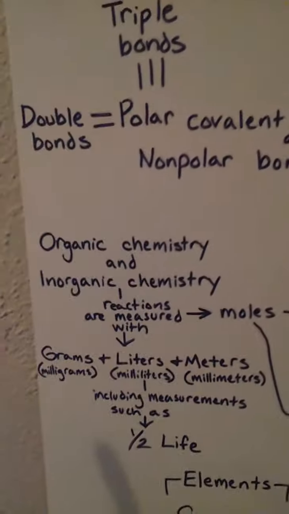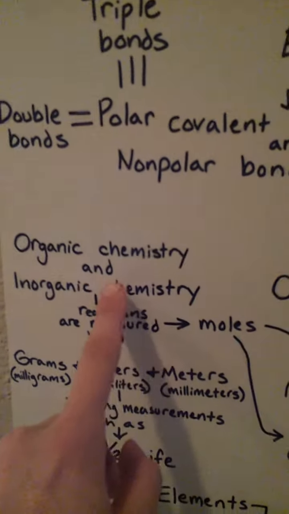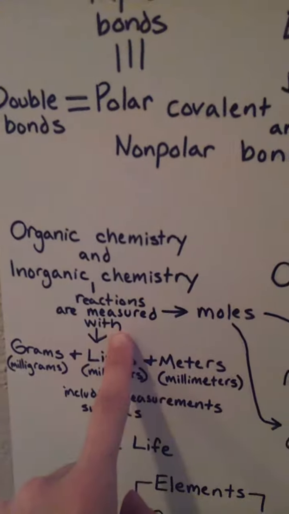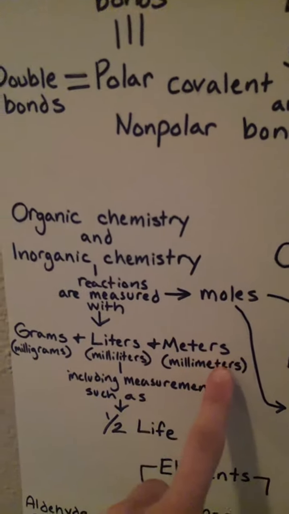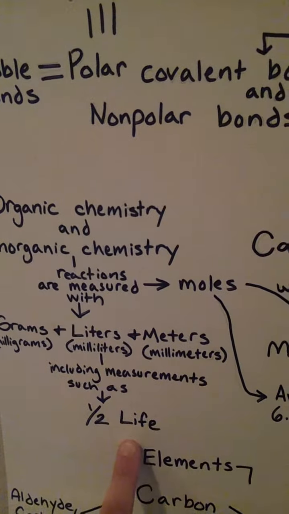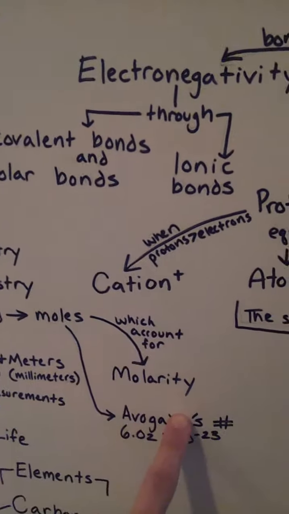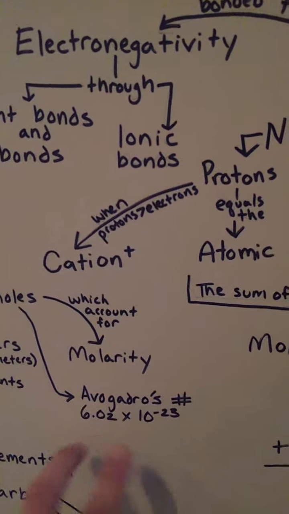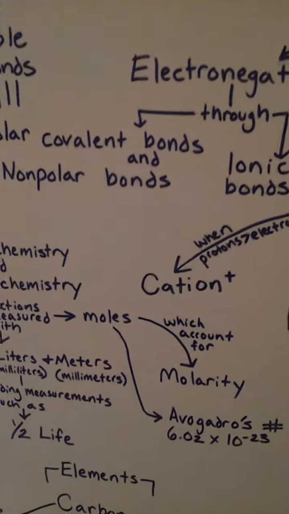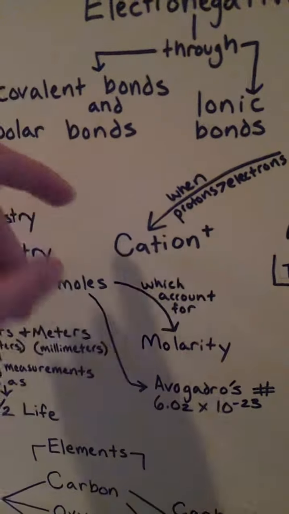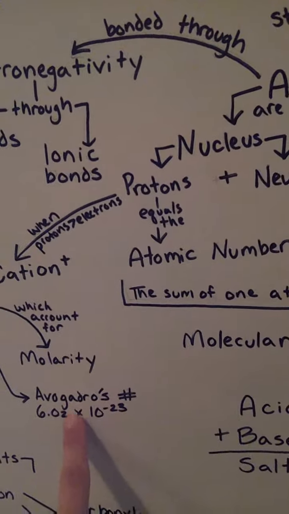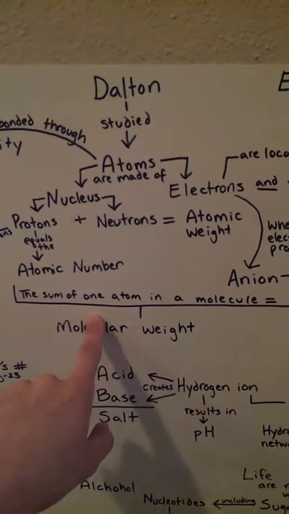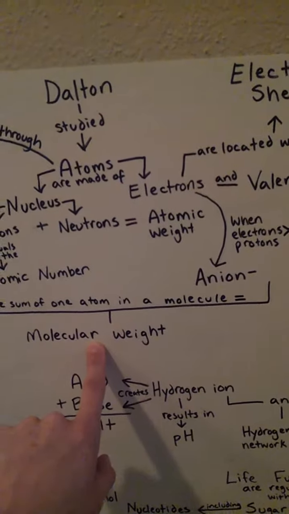Okay, what else have I got here? Organic chemistry and inorganic chemistry reactions are measured with moles, grams, liters, meters, including measurements such as half-life. So you can use these to measure half-life. And the moles account for the molarity of a substance, and you also measure moles and grams and such with Avogadro's number, which is 6.02 times 10 to the negative 23rd. Okay, and I have the sum of one atom in a molecule equals the molecular weight.